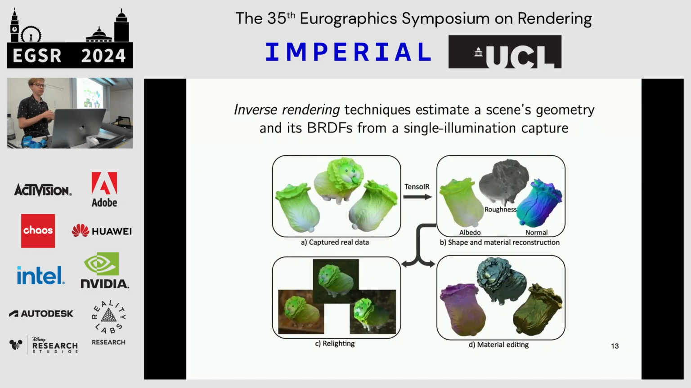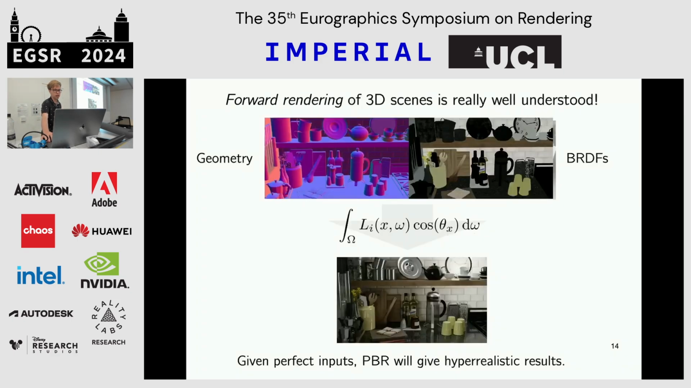It's the opposite of rendering. Instead of going from geometry and BRDF to picture, you go from picture back to geometry and BRDF. So most works use this approach because it makes complete sense, especially since that forward rendering of 3D scenes, we understand that really well. And if we have precise geometry and precise BRDFs, we know how to solve the light transport equation almost perfectly, I would dare say, and get hyper-realistic results.